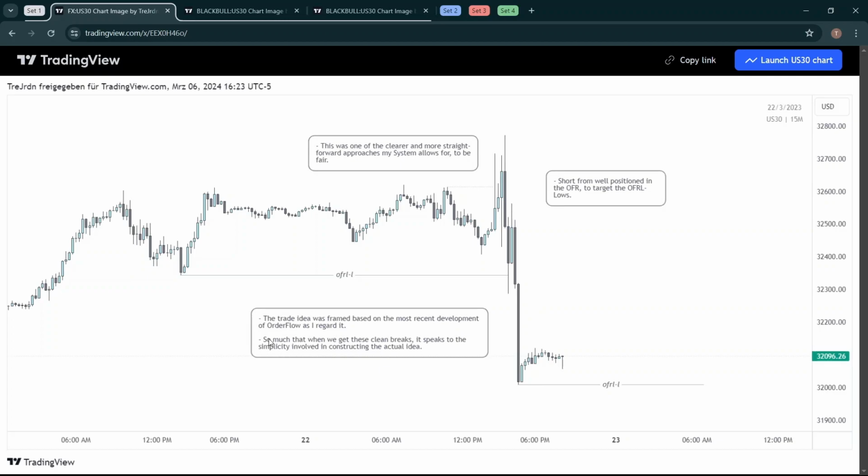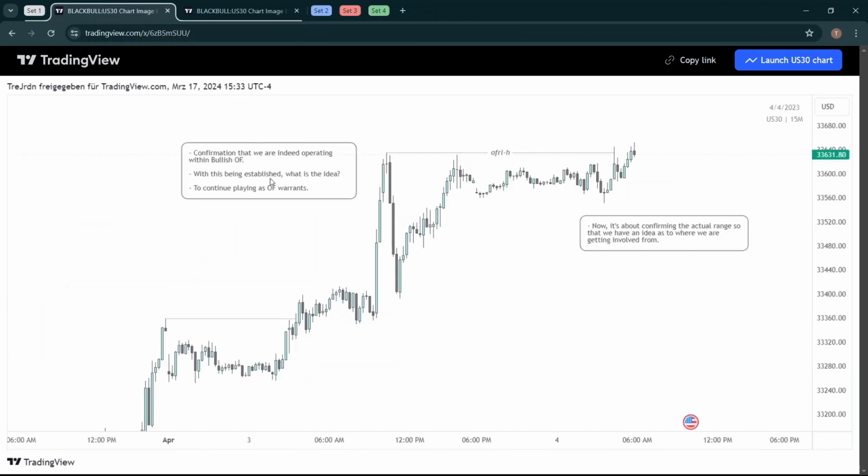And then it went on a bit here. So when we get these clean breaks, referring to this especially, it speaks to the simplicity involved in constructing the actual trade idea. Clean breaks is what we are always looking for. Clean breaks and clear signs that show that, you know what, it's time for us to switch, or to play according to what the market is telling us in regards to order flow, and how we frame the prospective trade idea.